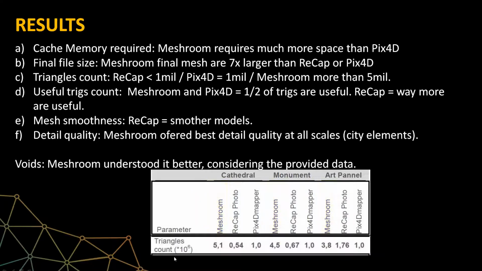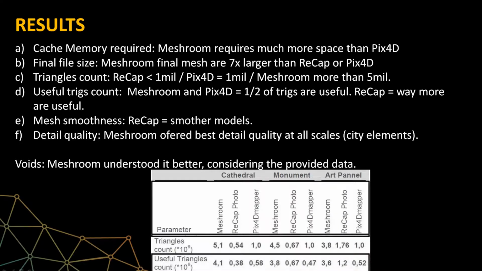We also evaluated the number of triangles. So Recap tries to keep the number of triangles to less than 1 million, and it does that very successfully. Pix4D has a cap of 1 million in the standard configuration, and Mushroom will create meshes that have more than 5 million triangles.